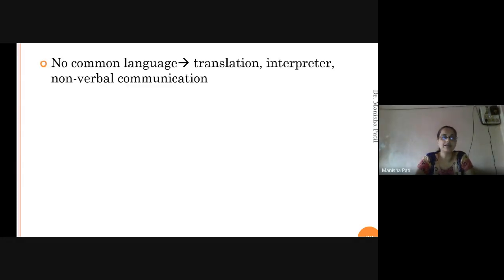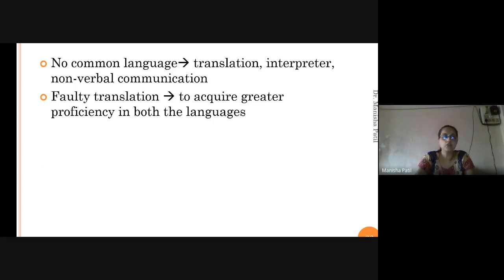First one, no common language. So what you will do? You will translate, you will use the interpreter, and you will also use non-verbal communication, pictures, gestures, etc. Now you know what is non-verbal communication. Then you have faulty translation. To avoid faulty translation, you have to acquire graded proficiency in both the languages.